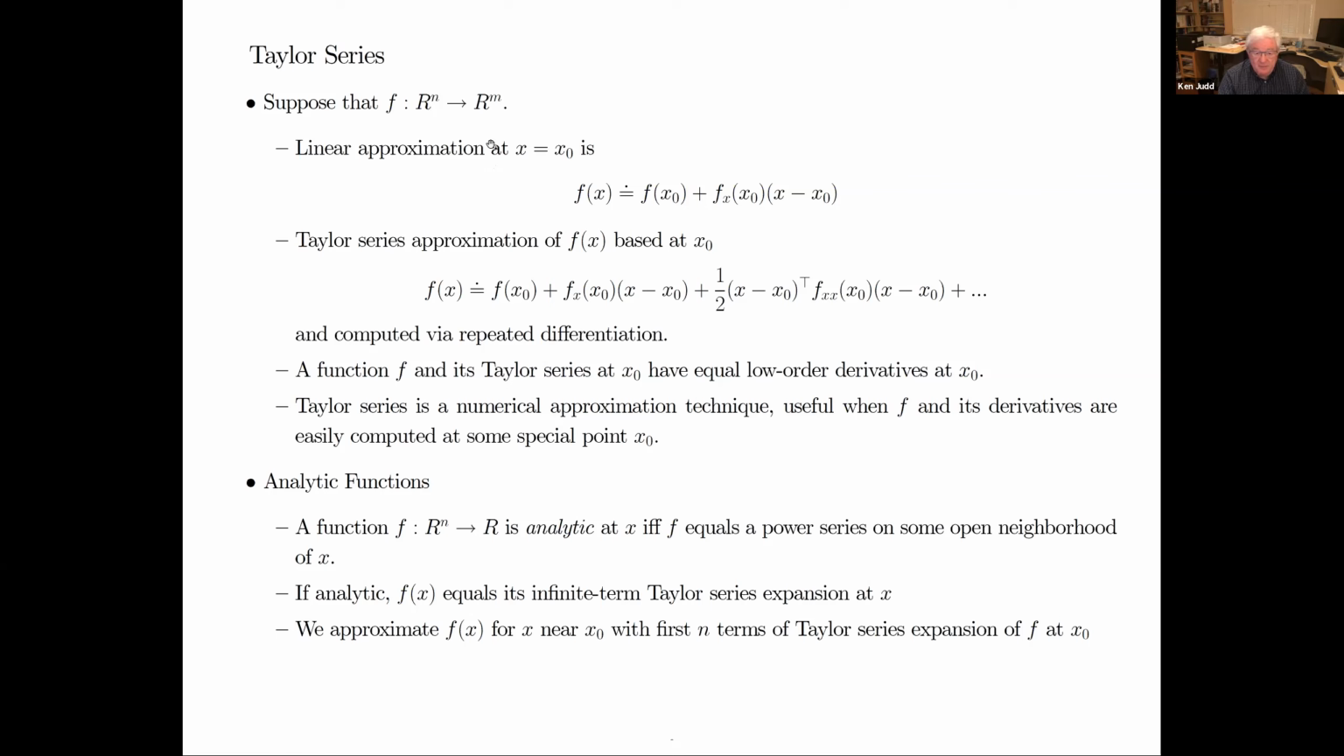In the multivariate x case, the f sub x is a gradient, a row vector, and this is a column vector, so that you end up with a scalar. Then in a quadratic approximation, this is a Hessian. So x minus x0 transpose is a row vector times a matrix times a column vector. So that will also be a scalar.